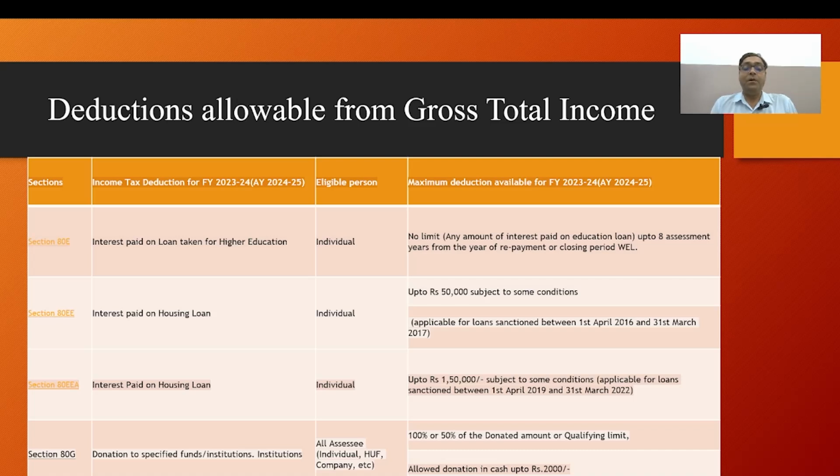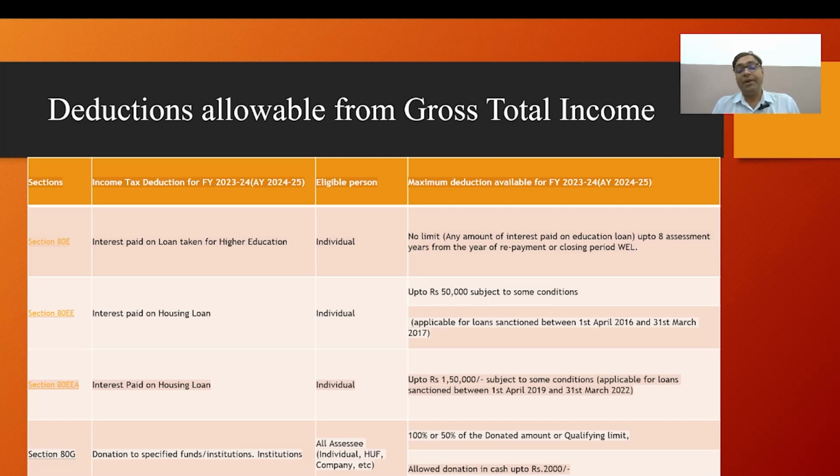For all assessees, it is eligible, like individual, HUF and company. Who is an assessee? An assessee is a person, and who is a person? As per section 2 clause 31, it is all individuals, HUF, AOP and BOI, artificial persons, etc.